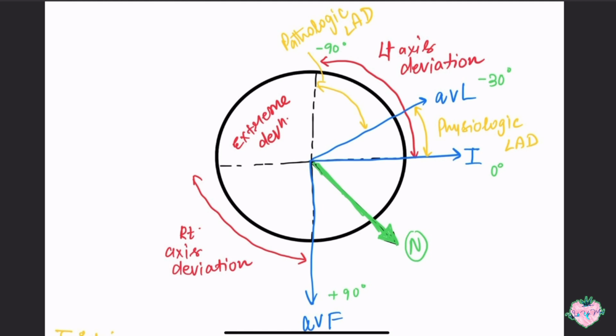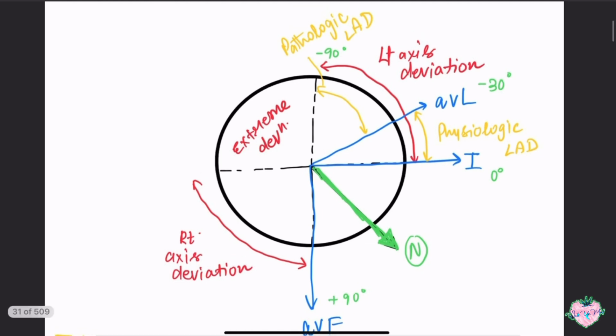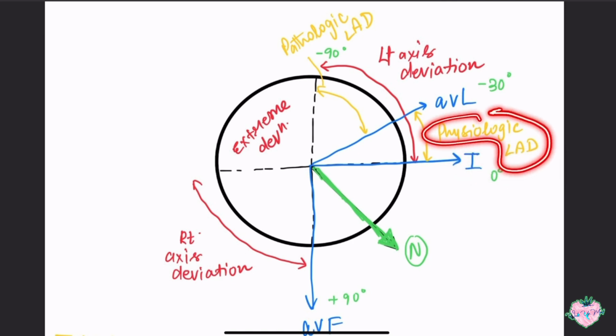Now if we talk about left axis deviation, we have two types of left axis deviation. If the deviation is between 0 degree and minus 30 degree, we will call it the physiologic left axis deviation, which is supposed to be present in normal human beings. Like if a female is pregnant, she might show the left axis deviation. And if there is an elderly person, or if we are having an ECG of an athlete.